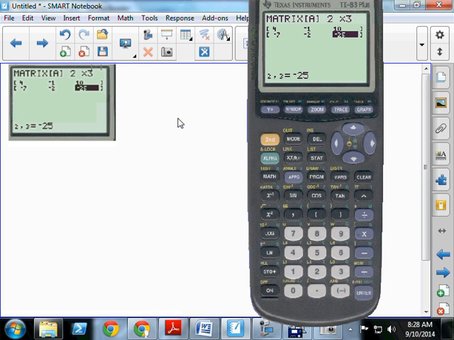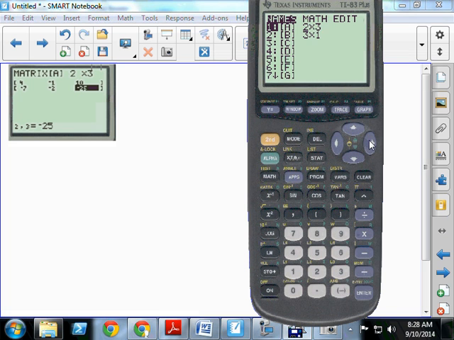On this calculator, I need to quit from this editing screen. So I'm going to press second and mode. They're up top, side by side. I'm pressing second and then mode. That'll get me back to the home screen. Okay. Now what I want is matrix math.